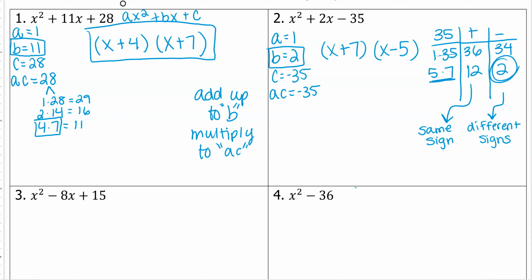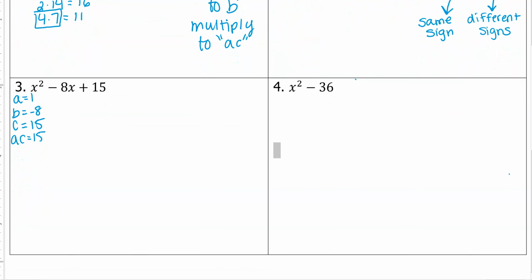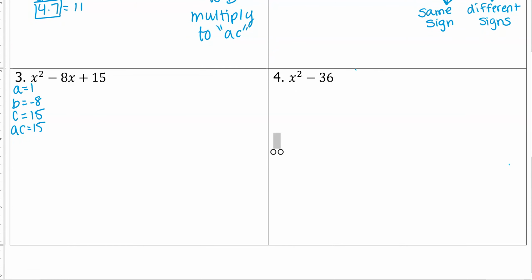Okay. Moving on to number 3. When I look at this problem, what I'm going to do is go ahead and start off by finding a, b, and c. A is 1, b is -8, and c is 15. Again, what is a times c? It is also 15. So let's go ahead and try this using both methods and see what you prefer. Use the one you like.